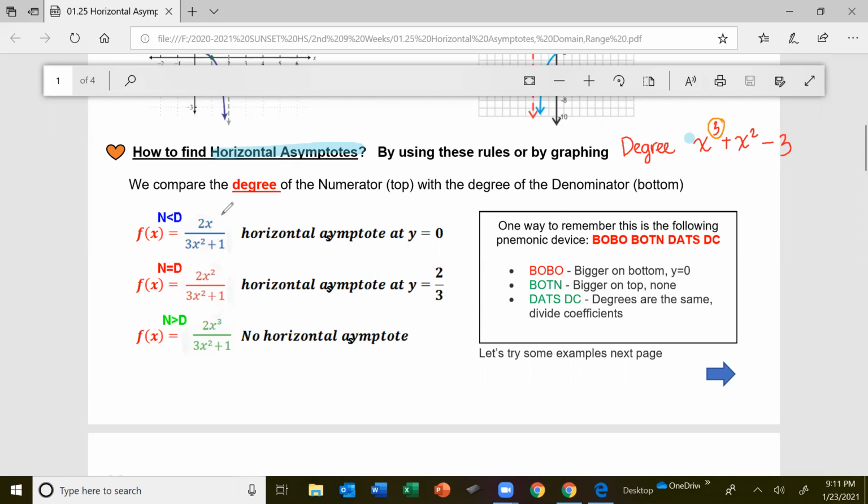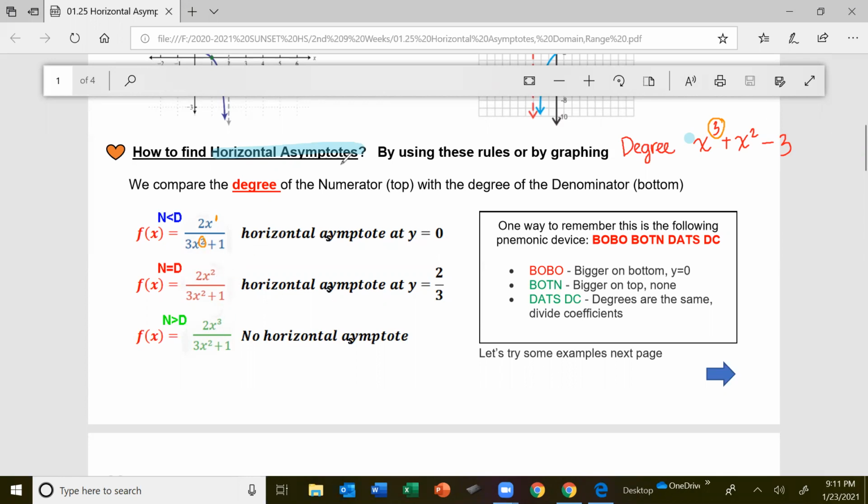So right here, the degree on the first one is 1, because that's the highest power. And then the degree on the bottom is 2, right? So we have the horizontal asymptote as y equals 0.